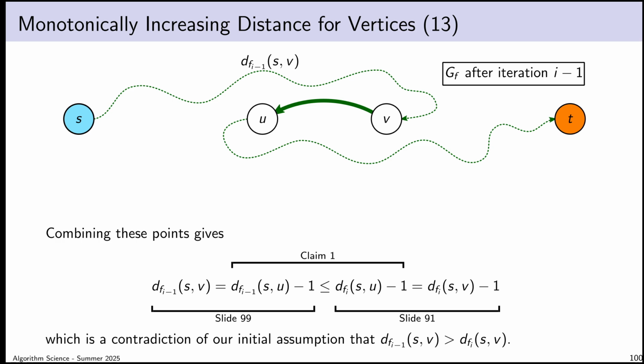I can use that to sub in. I can say that the distance at iteration I minus 1 from S to U, all minus 1, is less than or equal to the distance at iteration I from S to U, all minus 1. And then slide 91, which talks about the distance from S to U and S to V at iteration I, gives me this. And notice that what that's telling me here is that the distance from S to V at iteration I minus 1 is less than or equal to the distance from S to V at iteration I. That's a contradiction, because I said earlier that the distance at iteration I minus 1 was greater. I said that the distance decreased, and we know now that that is false.